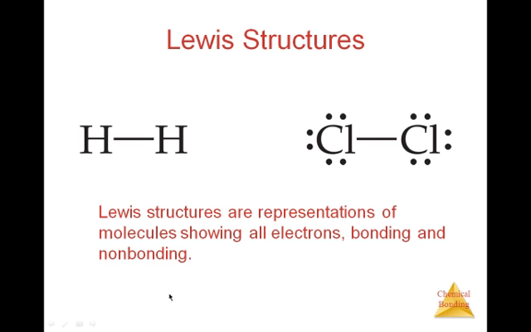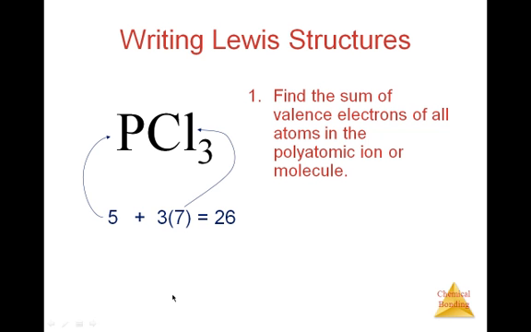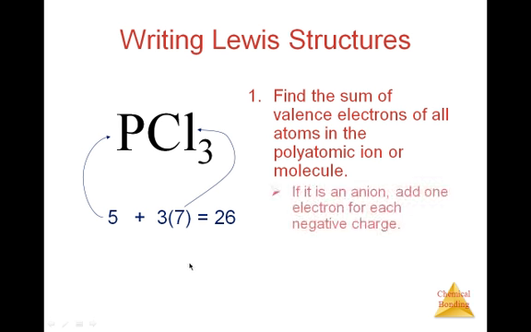Alright, Lewis structures are how we show the molecules with the electrons, the bonding electrons and the non-bonding electrons. One of the ways that we write the Lewis structures, this is the way the book does it, is first you add up all the valence electrons.